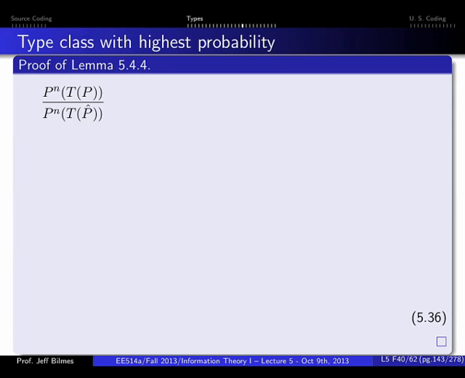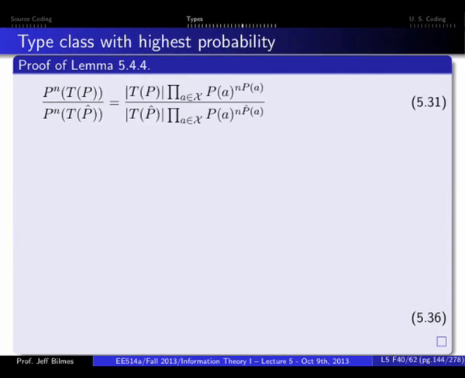Or greater than or equal to 1, or less than or equal to 1. To show this, greater than or equal to 1. Yeah, so we have to show that this is greater than or equal to 1. So we start with this ratio.